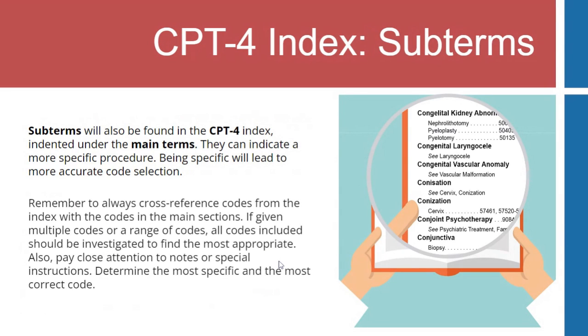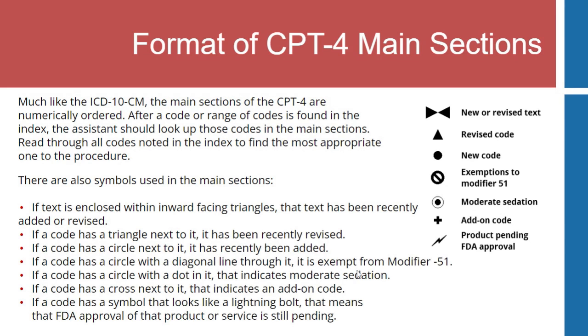All right. So this is just mentioning the subterms, and just a reminder to always cross-reference. I'm noticing these slides are kind of repetitive. But anyway, this is the format of the CPT-4 manual. So again, if you get into coding, you'll see that. These are just some legend here to let you know the code. For example, if there's a symbol there with the two triangles facing inward, that means that code has recently been revised, or if it has a circle next to it, it means it's recently been added. So again, if you do decide to take the coding class, you can do that.